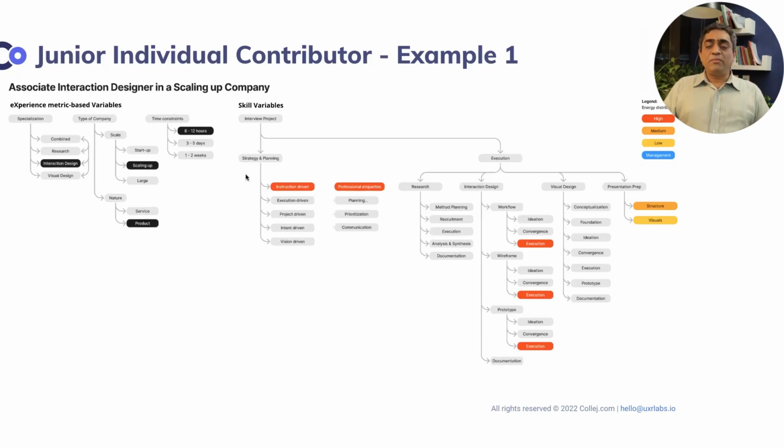And so when you're thinking about an associate interaction designer, this is at a junior level of the spectrum. So what is the company expecting on the other side? They're basically looking at someone who, when given instructions, can execute. And consequently, they have the minimum professional etiquettes.